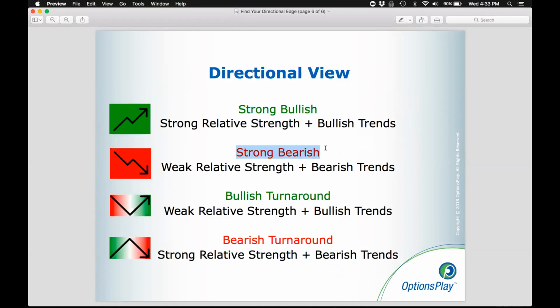These 2 are relatively easy to remember. A strong bullish stock is a stock with strong relative strength, meaning it's outperforming the overall market, and it currently has bullish trends. So the relative strength and the trends all align with each other. These are stocks that have a relatively high probability of continuing going higher. Strong bearish is the exact opposite. These are stocks with weak relative strength, so stocks that are underperforming the market, and they have bearish trends. So these are the stocks that have the highest probability of continuing lower.